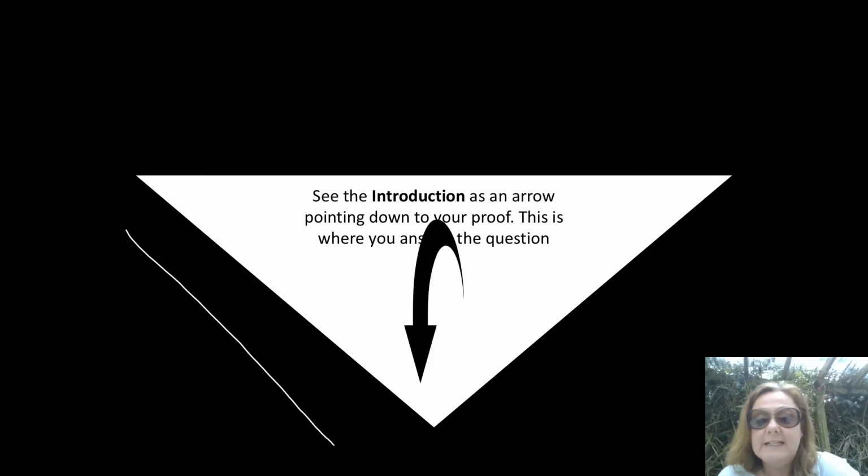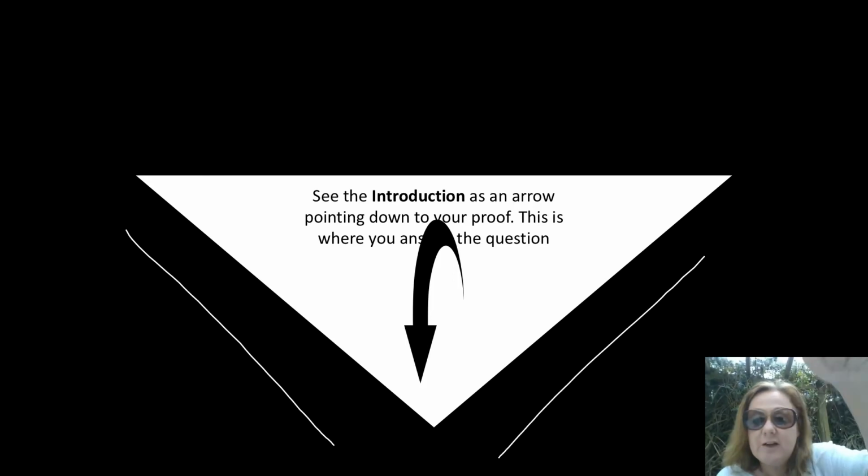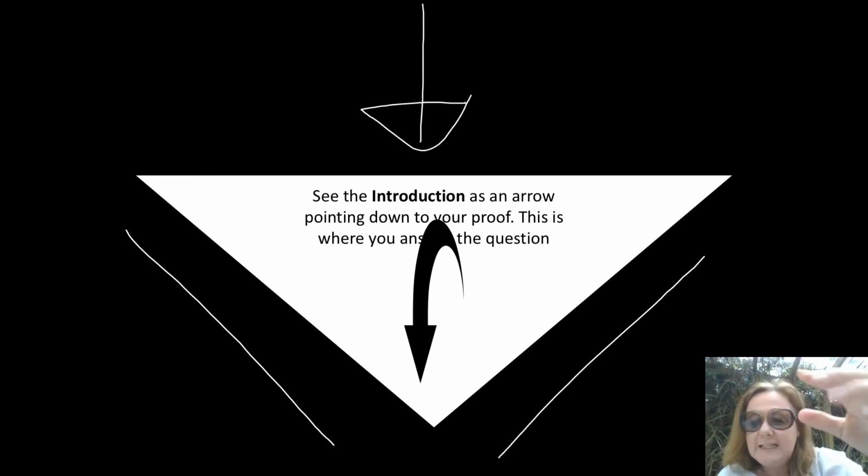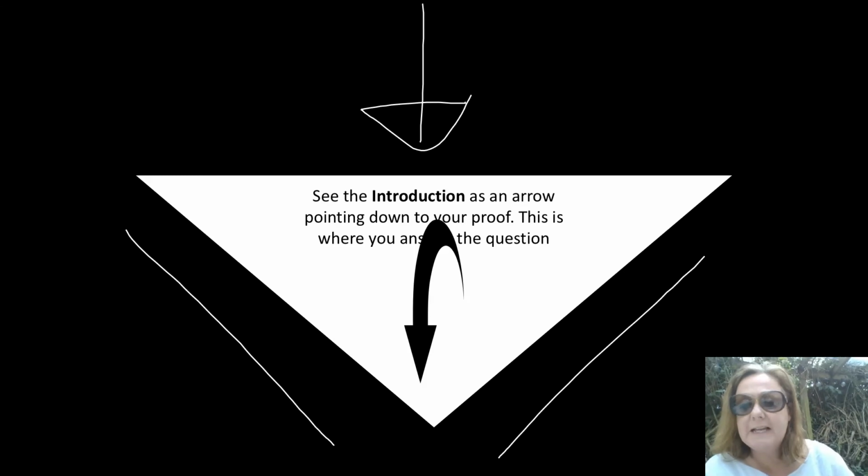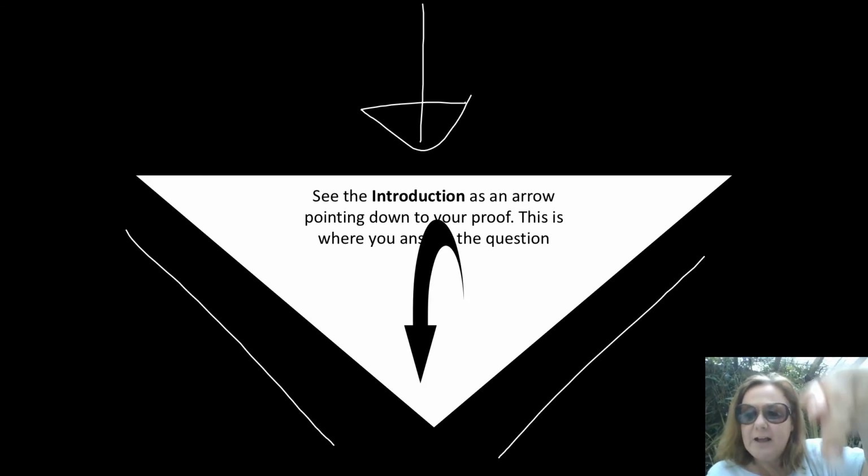It's pointing downwards. So think to yourself that this bit here is opening up everything I'm going to be saying. This is saying, look, here's my proof afterwards. I've answered the question here. My proof is coming.